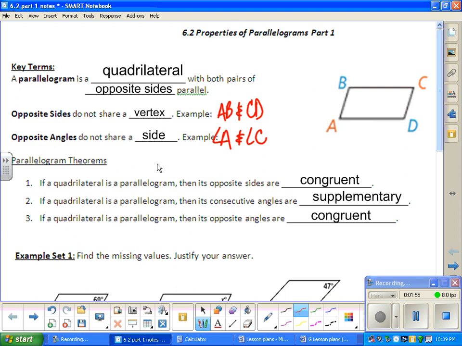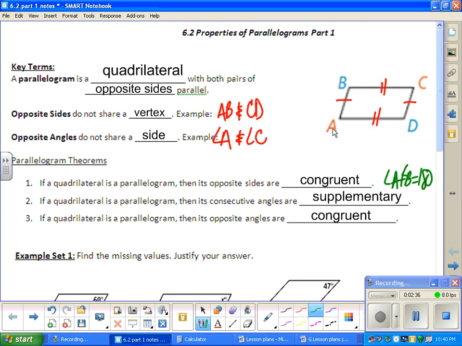Okay, parallelogram theorems. If a quadrilateral is a parallelogram, then its opposite sides are congruent. So this AB is congruent to CD and BC is congruent to AD. The next thing: if a quadrilateral is a parallelogram, then the consecutive angles are supplementary. Consecutive means A and B are next to each other. So that's telling me that angle A plus angle B equals 180.